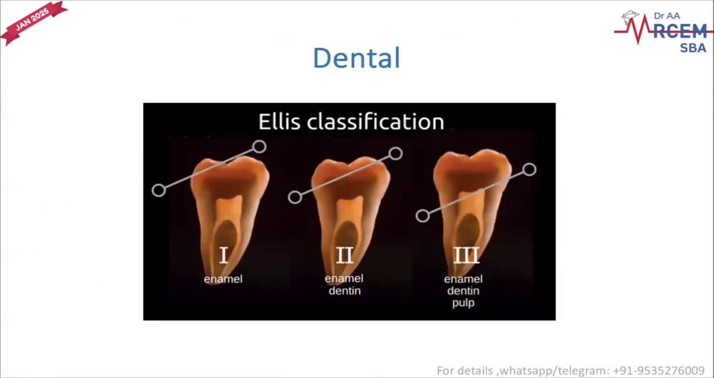Now, dental emergencies we are entering into. First, you need to be aware of the structure of the tooth. The innermost part is known as pulp. The middle part is known as dentine. The outermost layer is known as enamel.